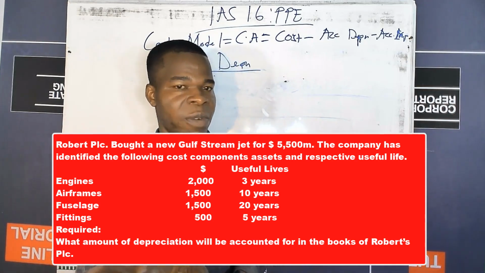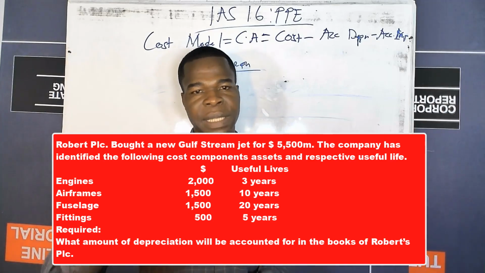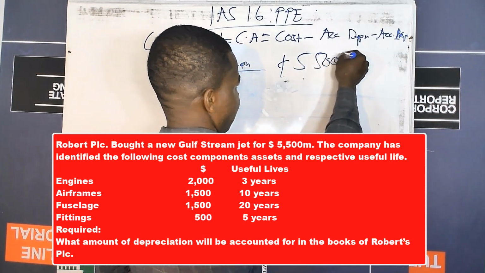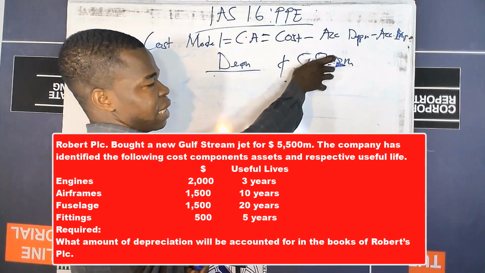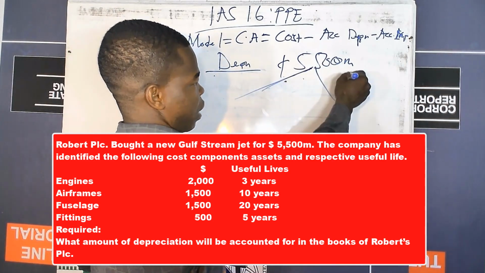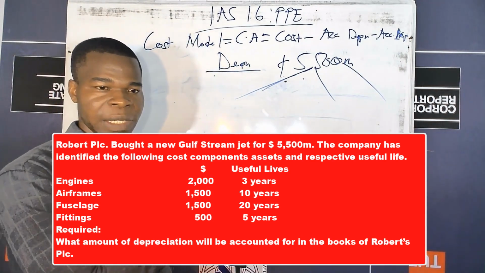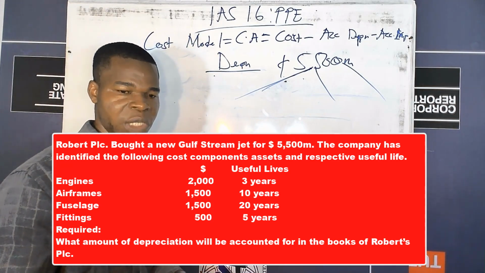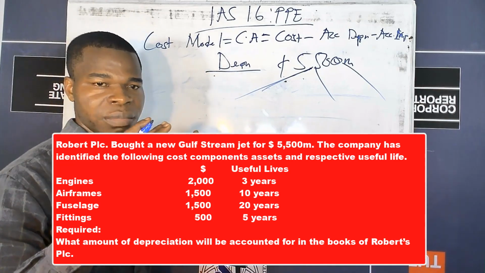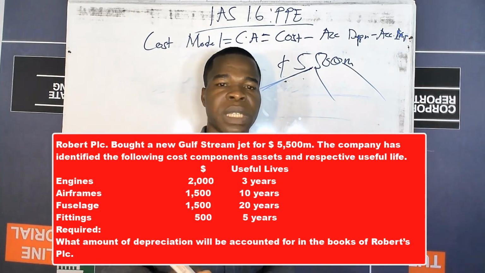So when it comes to these kinds of questions, you are supposed to depreciate the major component parts separately. Although we know that the cost of the asset is $5,500 million, we cannot just depreciate this one because the major components have separate useful life. So we have the airframes, we have the engine. For instance, if you are using the straight line method in this case, what amount of depreciation will be accounted for in the books of Robert PLC? You are supposed to calculate the depreciation for each of the major components.